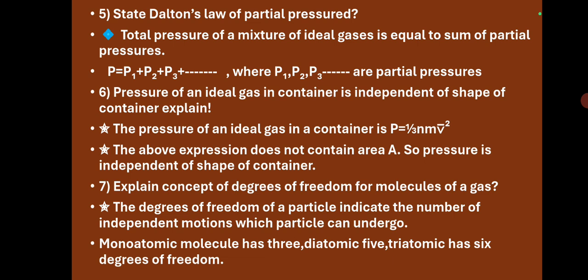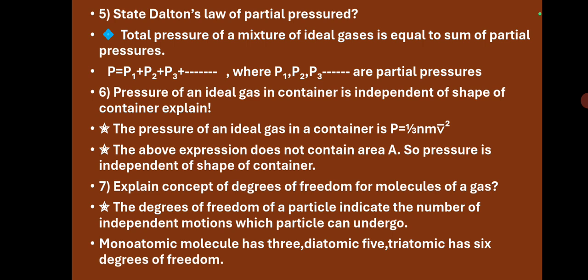Now, the pressure of an ideal gas in a container is independent of the shape of the container. Explain. Actually, the formula is 1 by 3 n m v bar square. Here n is the number of molecules, m is mass, v bar is average velocity. We do not have any term of area, so we can say it is independent of the area or shape of the container.